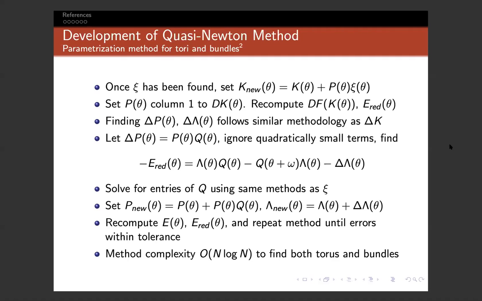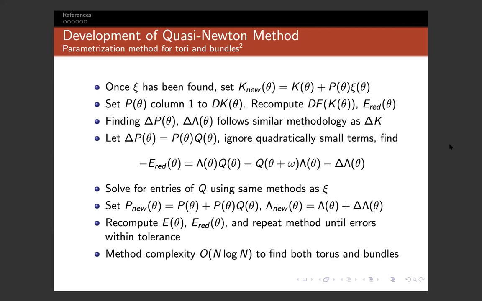And again, this is basically almost diagonal, and you end up with several decoupled equations that are solved using the same methods as we did for finding xi, contractions and cohomology equations. And then finally, you can set P equal to P plus PQ, big lambda equal to big lambda plus delta lambda, recompute the errors, and keep going until the errors are within tolerance.